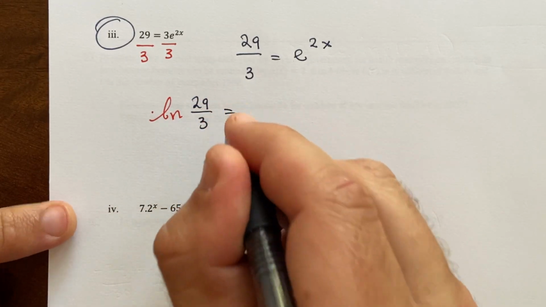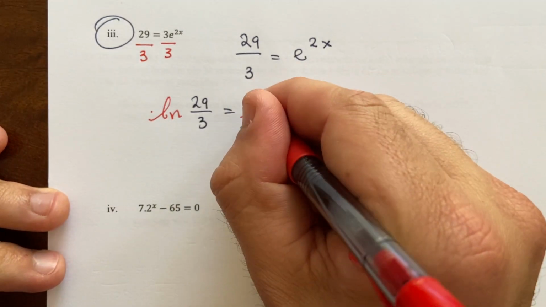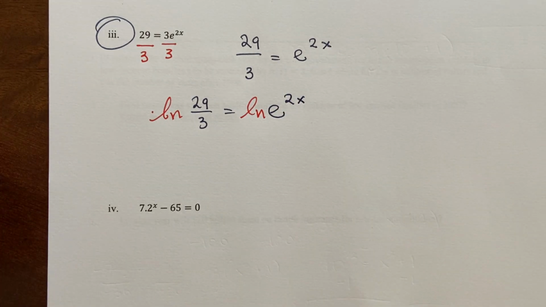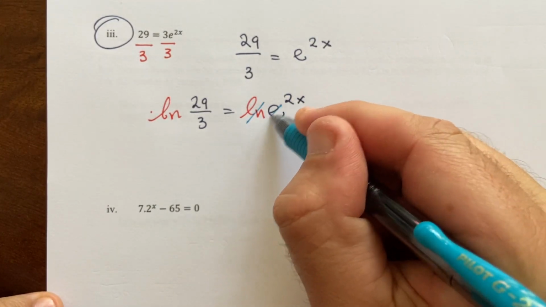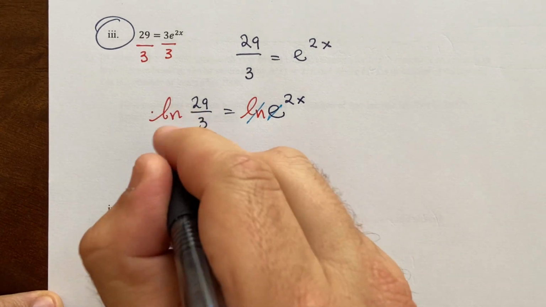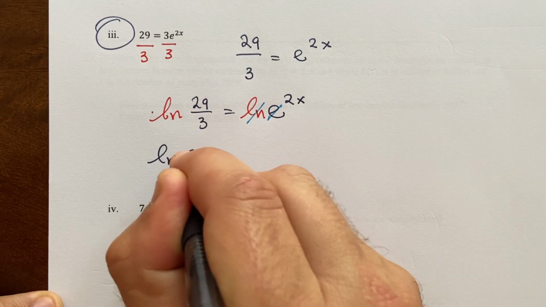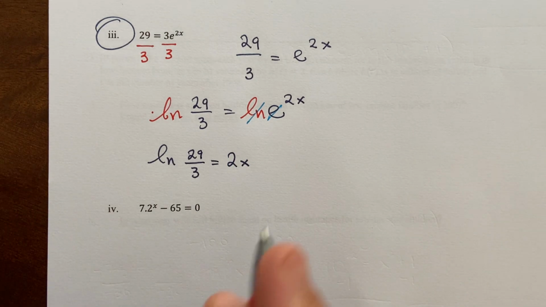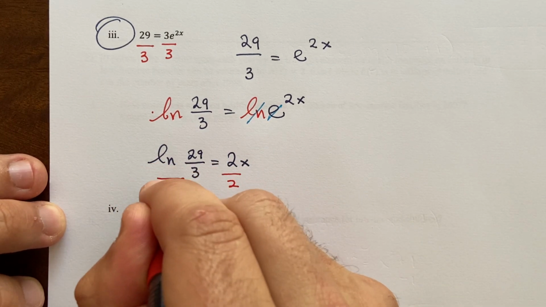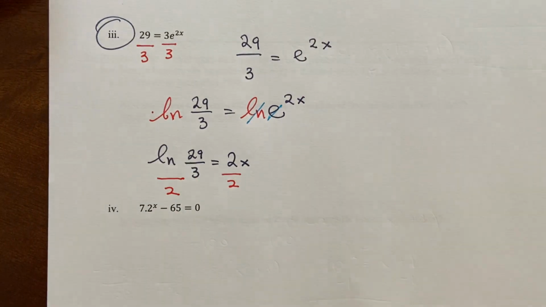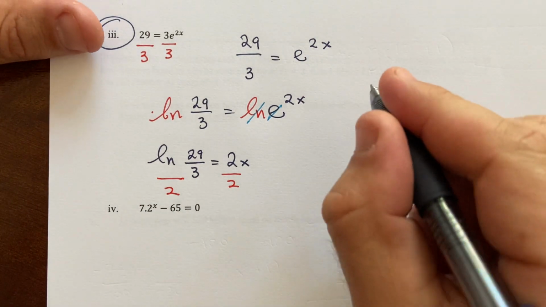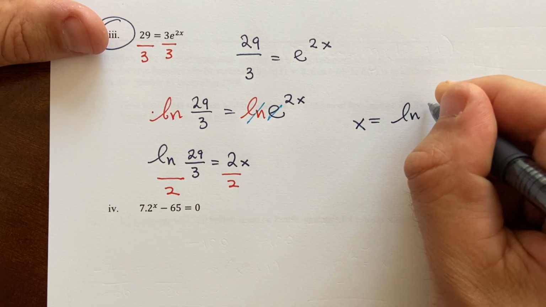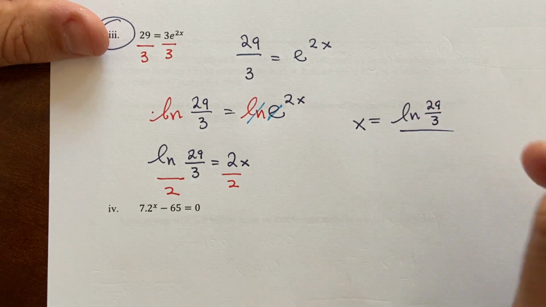29 thirds equals natural log of e to the 2x. Cancel these away. ln of 29 thirds equals 2x. Divide by 2. It says leave all answers in exact form. So my answer would be ln of 29 thirds over 2.